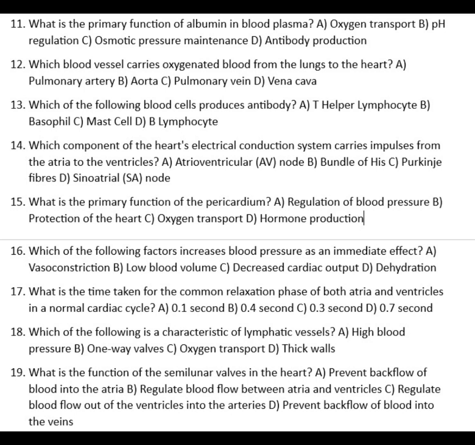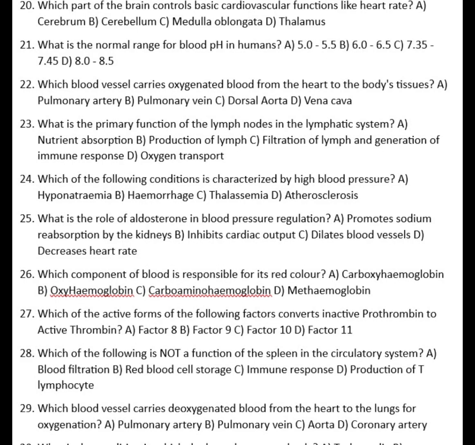19. What is the function of the semilunar valves in the heart? A. Prevent backflow of blood into the atria. B. Regulate blood flow between atria and ventricles. C. Regulate blood flow out of the ventricles into the arteries. D. Prevent backflow of blood into the veins. 20. Which part of the brain controls basic cardiovascular functions like heart rate? A. Cerebrum. B. Cerebellum. C. Medulla oblongata. D. Thalamus.